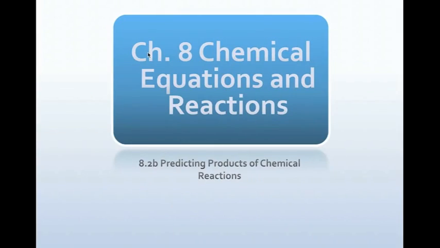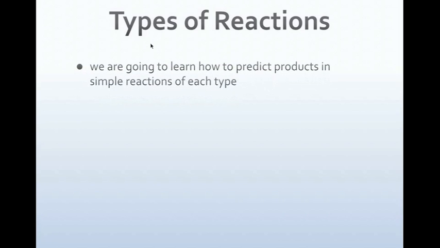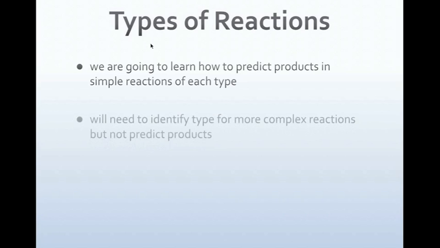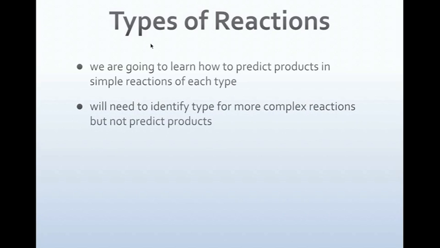All right, guys, we're going to go ahead and start talking about predicting the products of chemical reactions. Now, we've talked so far about how to write reactions. We talked about how to balance reactions. Now we're going to talk about predicting the products, okay? Hopefully we're going to learn to predict the products in very simple reactions.